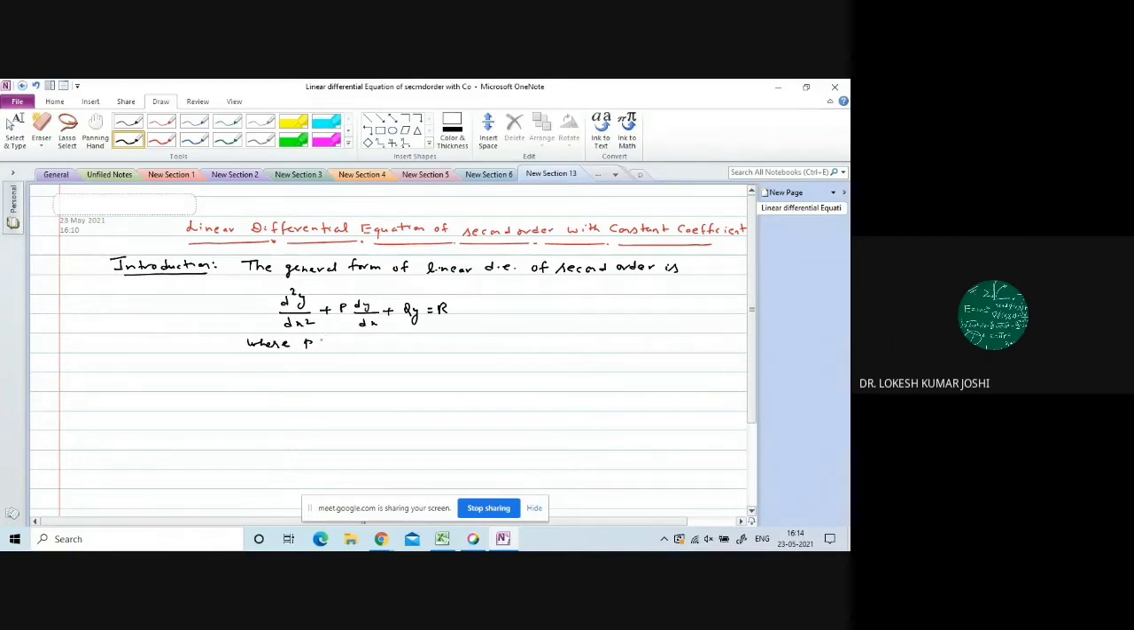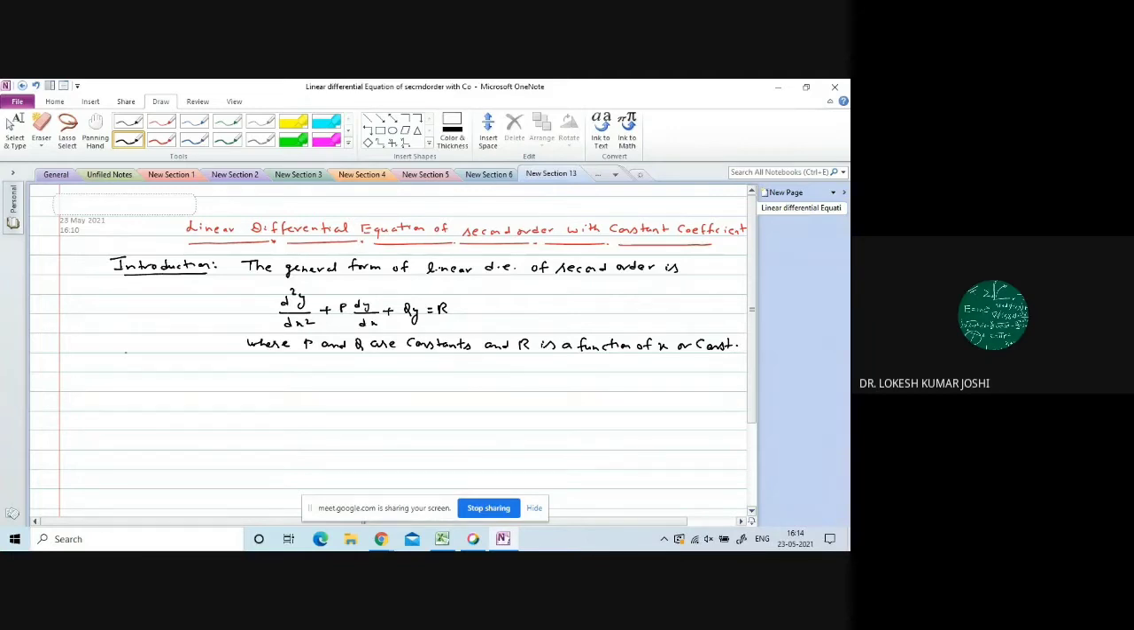p and q are constants, and r is a function of x, or it may be constant. This type of differential equation is known as linear differential equation of second order with constant coefficients.